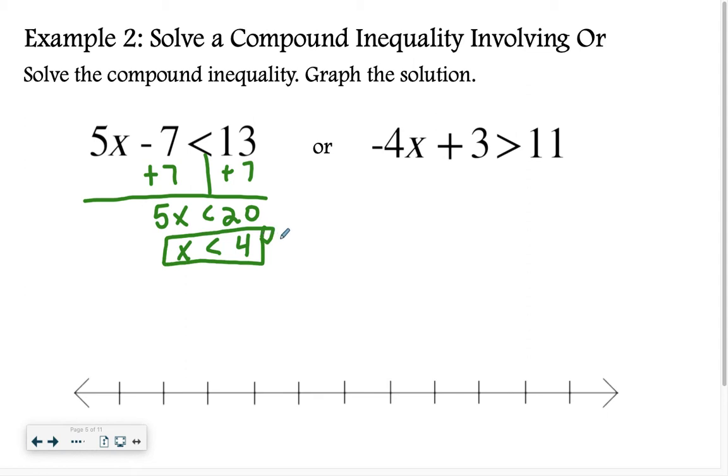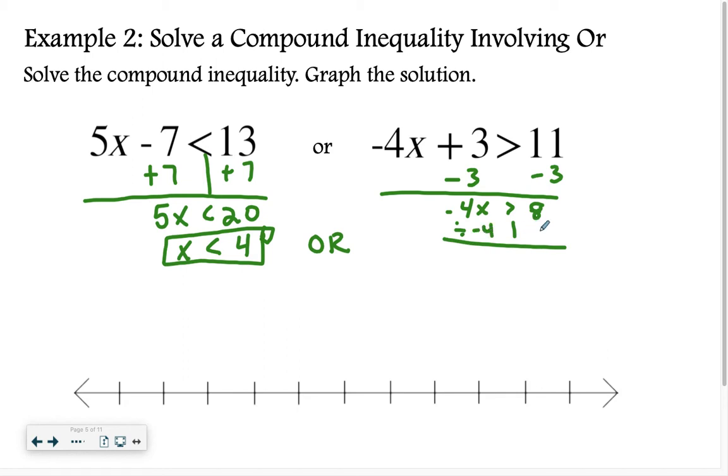Then I need to remember to write the word or. I start by subtracting 3 from both sides. I'm left with negative 4x is greater than 8. Then I divide both sides by negative 4. I'm left with x is less than, because I divided both sides by a negative, so I flip my sign, and 8 divided by negative 4 is negative 2. My two answers are x is less than 4 or x is less than negative 2.